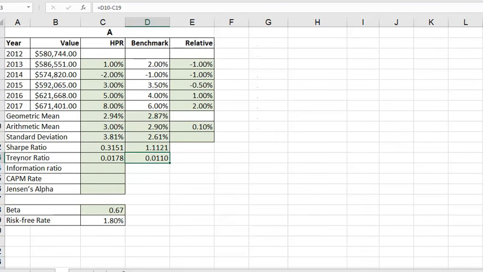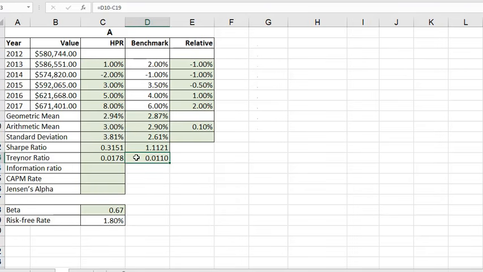So notice what we have here. On a market risk-adjusted basis, we did better. Notice this: we did 3%, the index did 2.9%, but we were actually less risky than our benchmark on a systematic risk basis. And because of that, our Treynor ratio is larger than the benchmark's Treynor ratio.